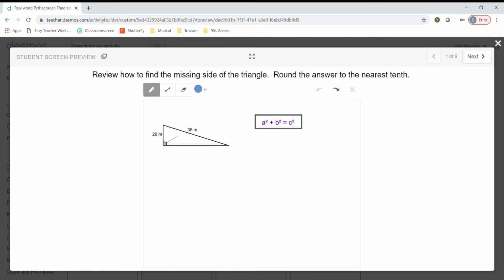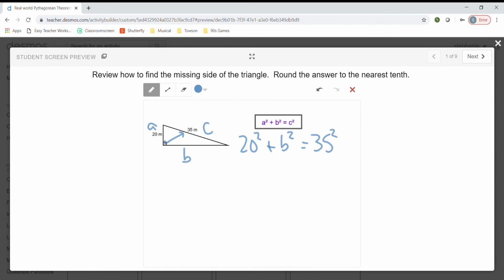Remember, if I draw a line from the right angle, that's the hypotenuse. We label that as C. A is the side that goes up and down, it's the altitude, and B is the side that goes side to side, it's the base. So from here I can just substitute in. So A squared is 20, B we don't know what it is, and C is 35.